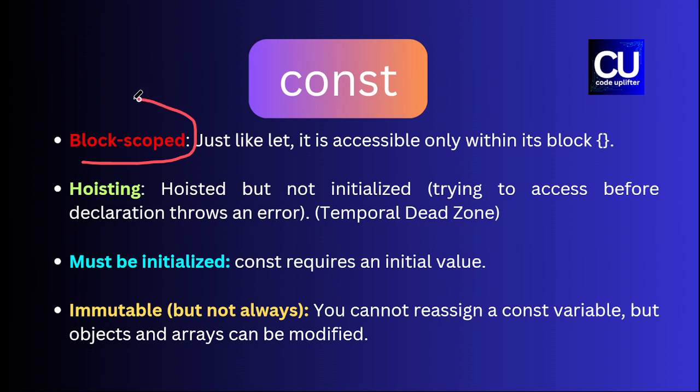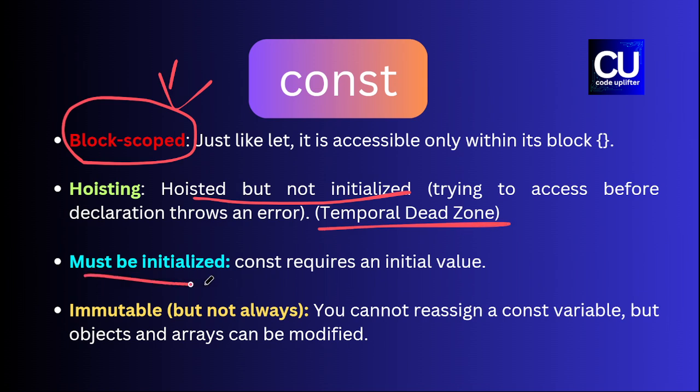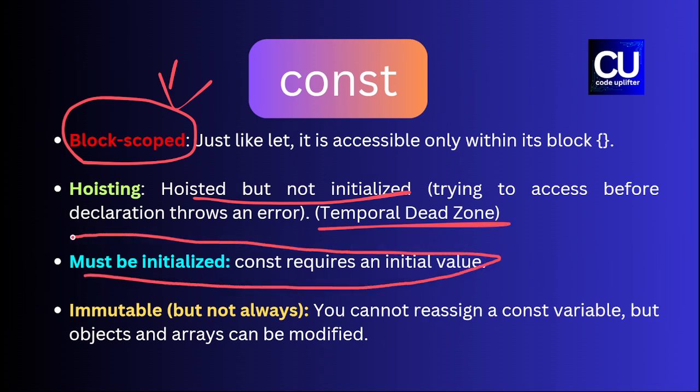Const is also block scoped, as let is. So it can be accessed inside the block only. Hoisting is the same as let, it is hoisted but not initialized. It follows the temporal dead zone pattern. And one difference is that with let you can declare let b, which implicitly means b is undefined. But if you write const a, then it will definitely give you an error because const values should have something. So while declaring, initialization is a must for const.